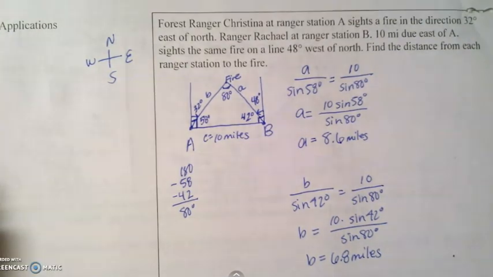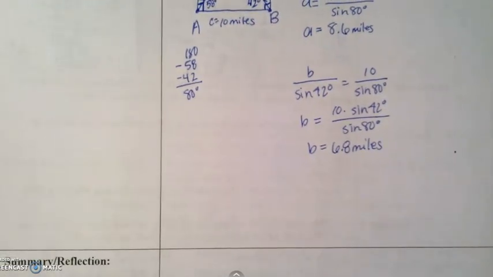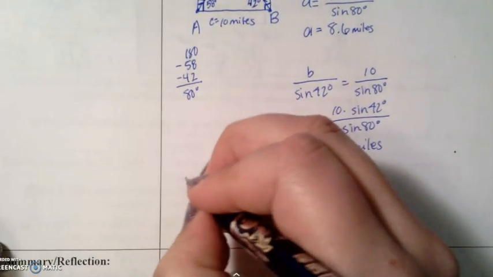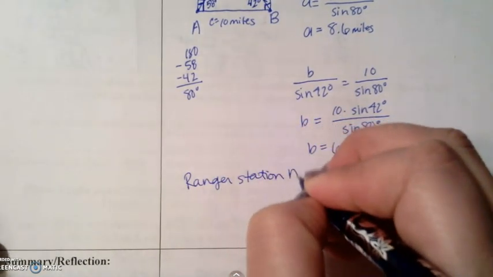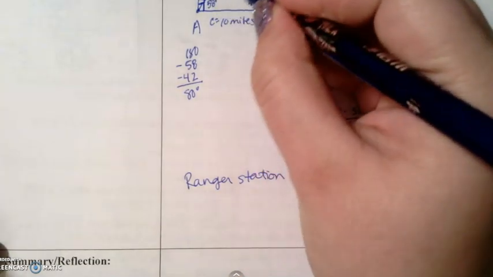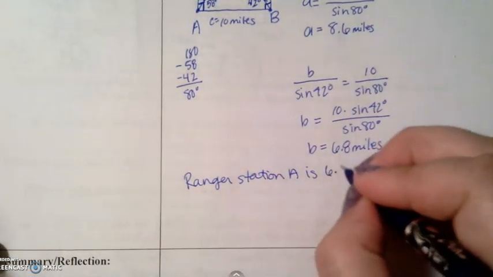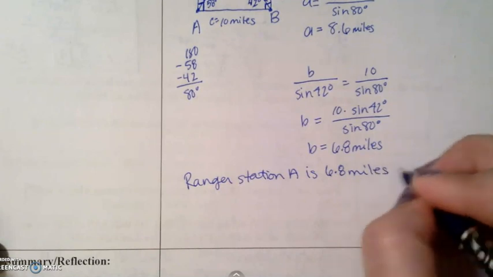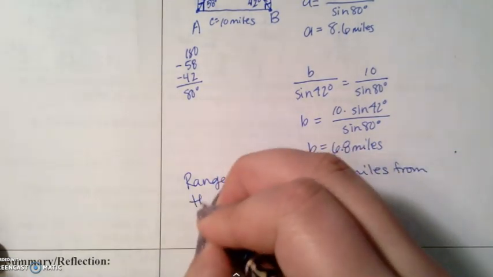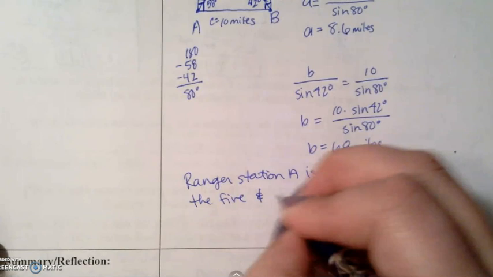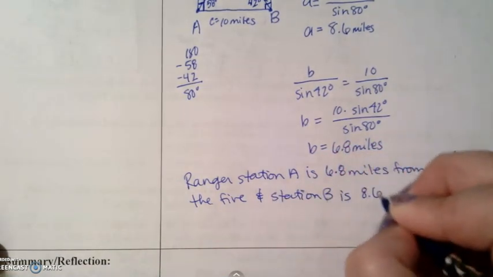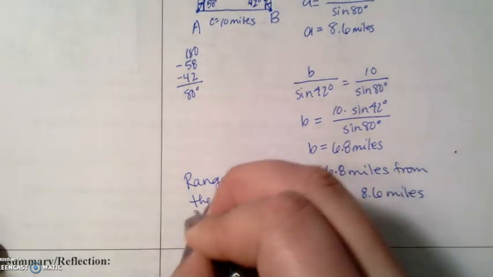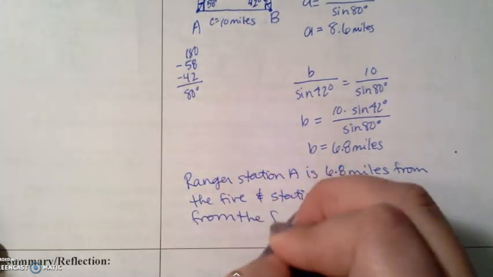But because we know the situation, we should answer as a statement back to the question. So the question was, how far away are each ranger station? So ranger station A is distance B, so 6.8 miles from the fire, and station B is 8.6 miles from the fire.